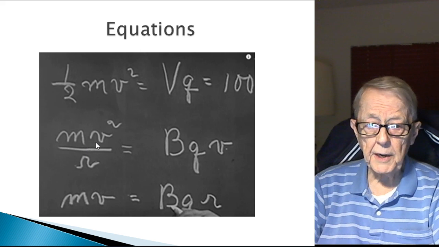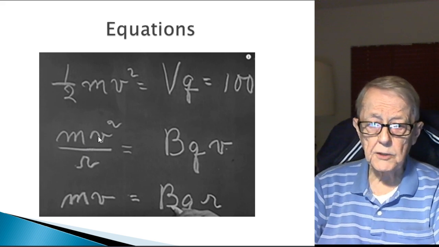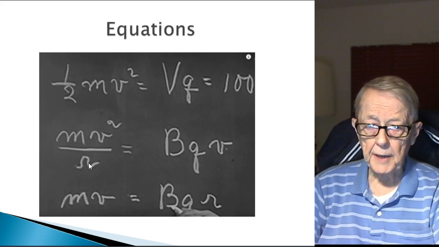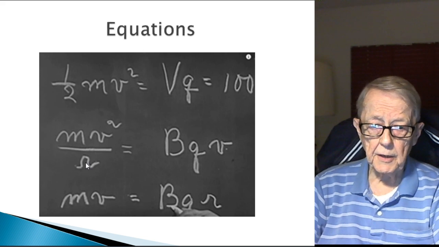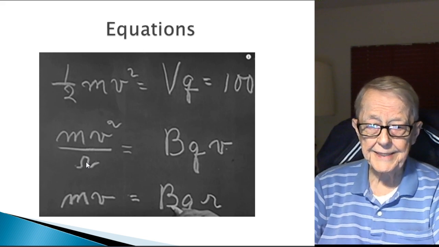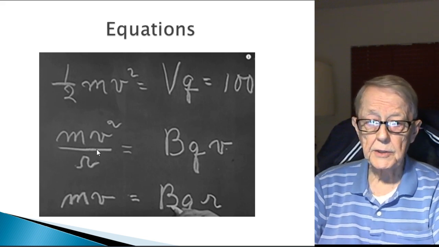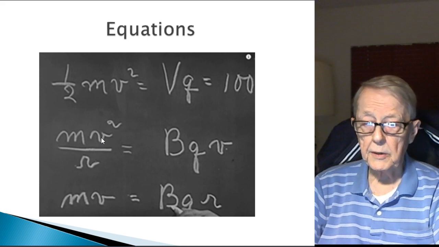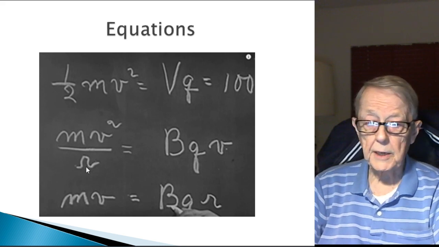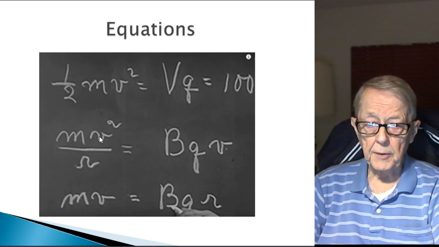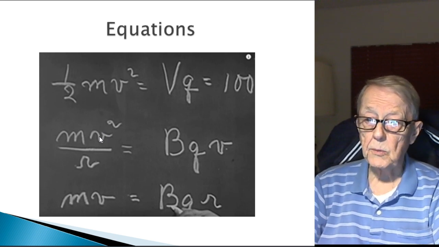Same thing here. This is force, not energy. If you divide the distance r, which is the radius of the circle, into velocity squared, you actually get acceleration. Velocity squared is meters squared per second squared, and you cancel out one of the meters, you get meters per second squared, which is acceleration. Mass times acceleration is force.